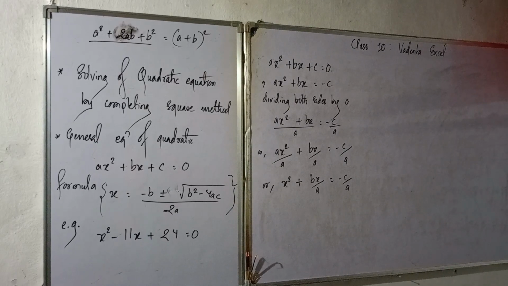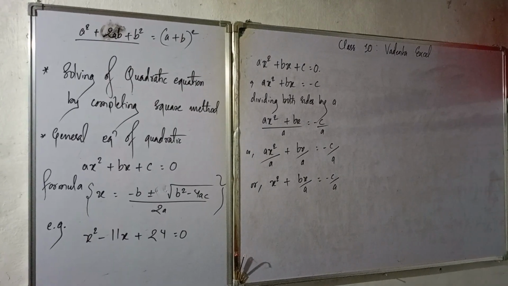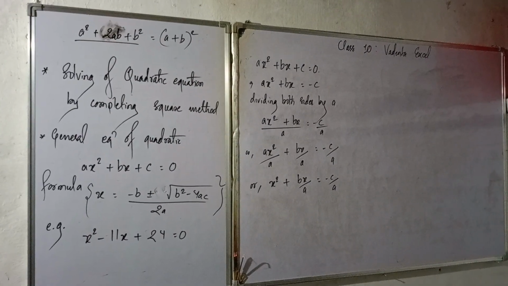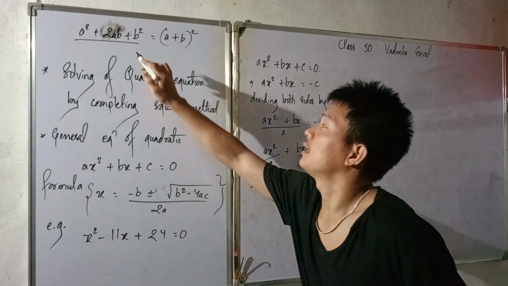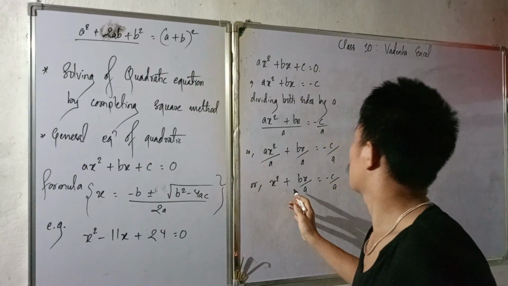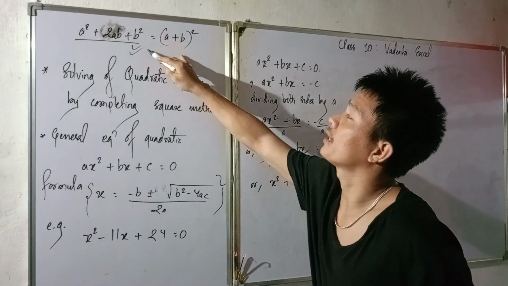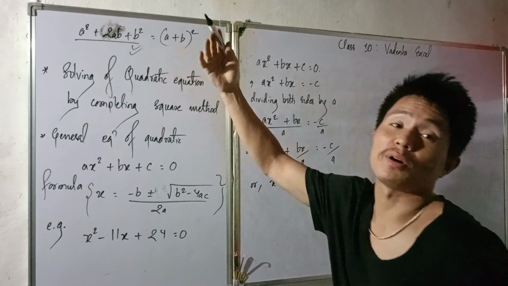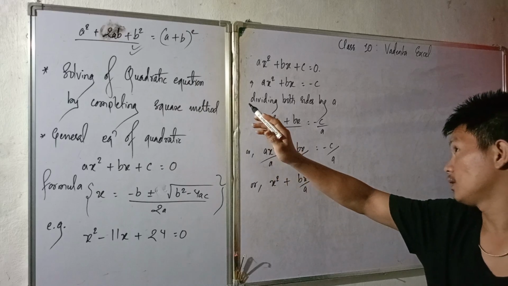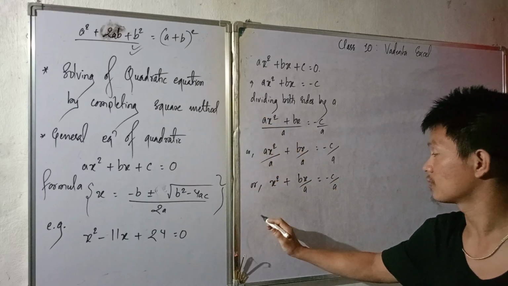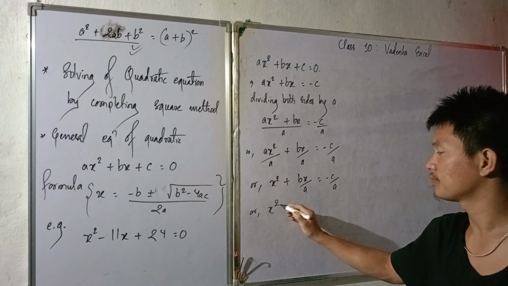Okay, let's compare this thing and try to bring this part and convert it into this form, so we can write a plus b whole square. Instead of a, here we have x. So x is square already.